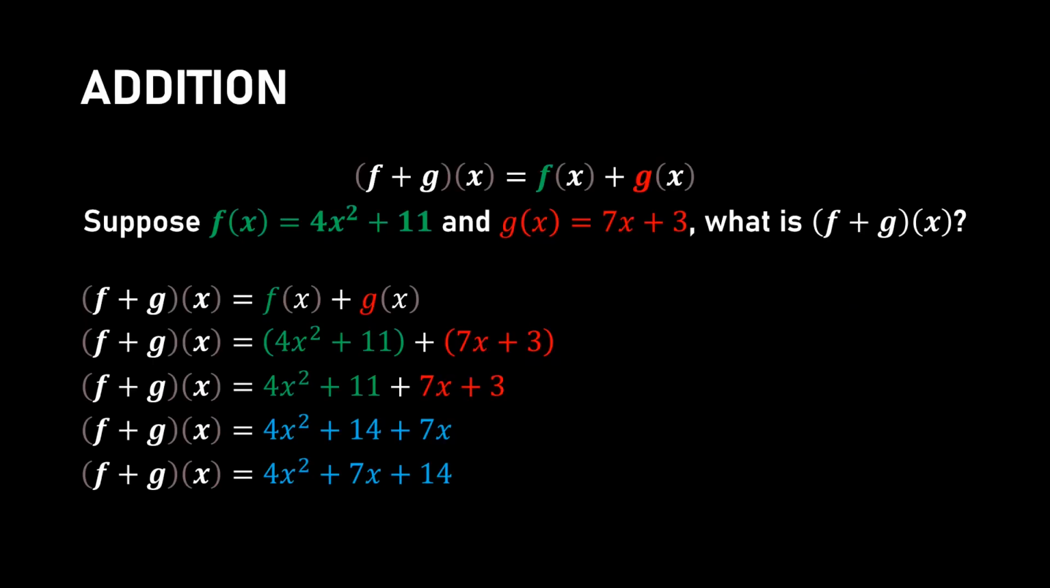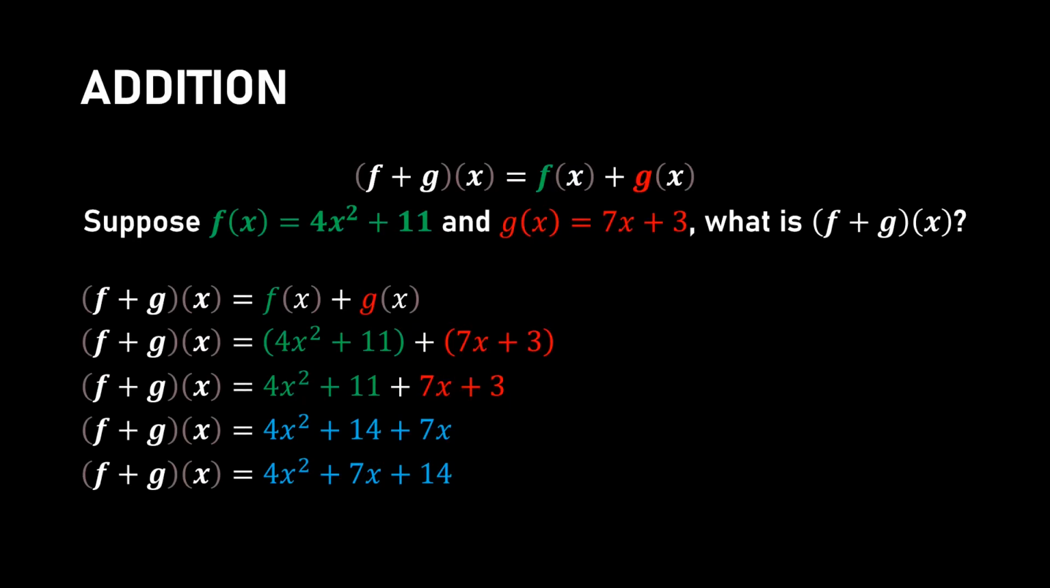Let's start with addition. Here we have the formula for addition. You can see this here equates to f of x plus g of x. That's what we'll be focusing on. Onto the example here, f of x is equivalent to 4x squared plus 1 and g of x is equivalent to 7x plus 3. What is (f plus g)(x)?